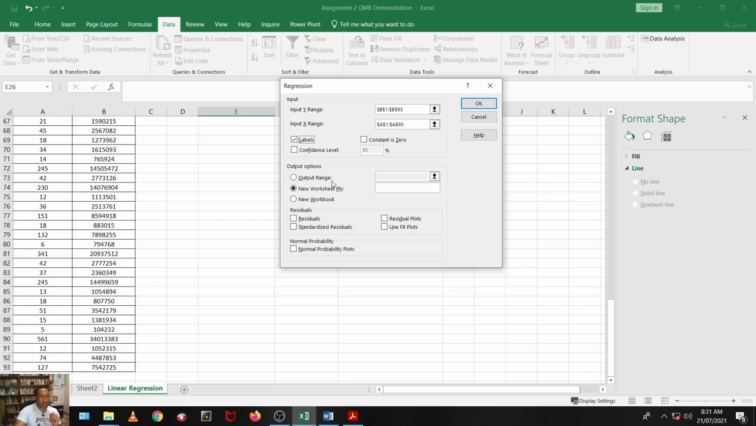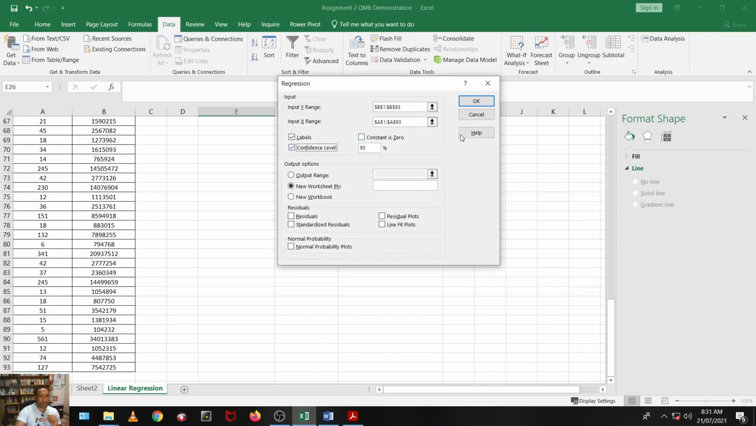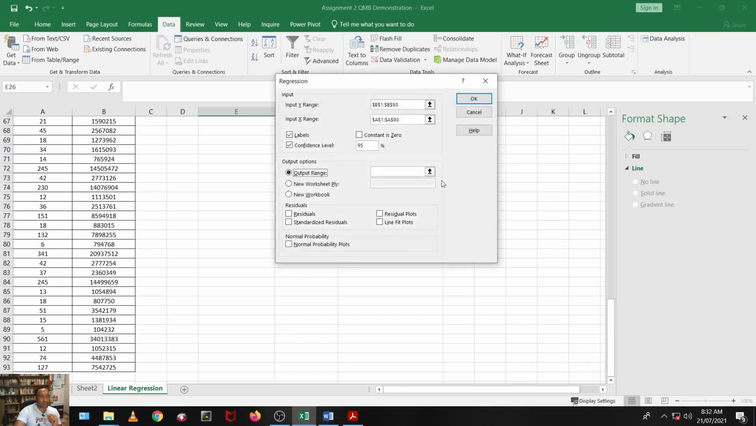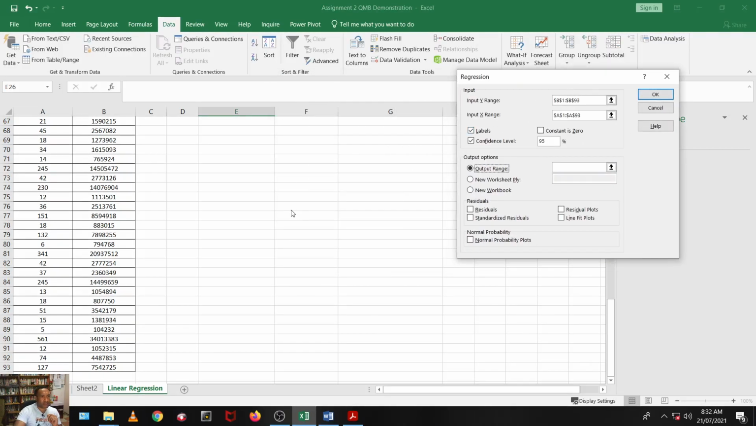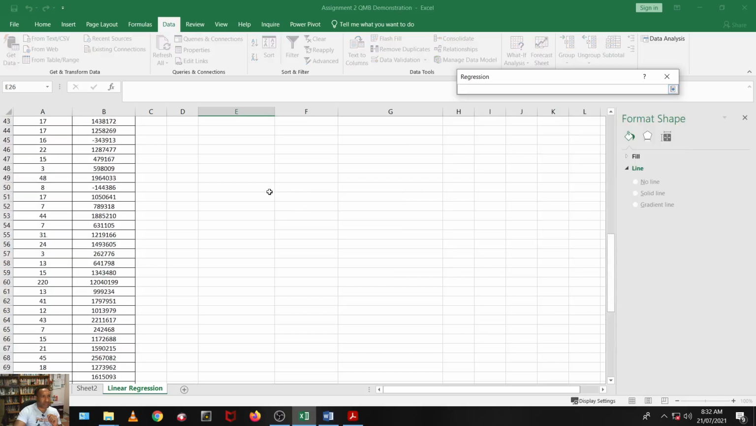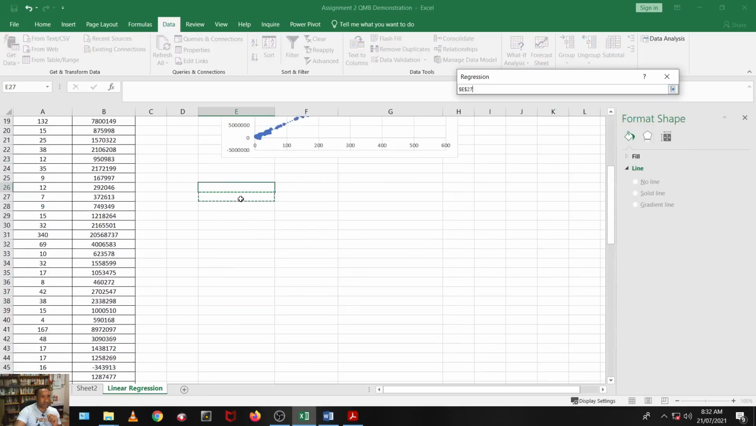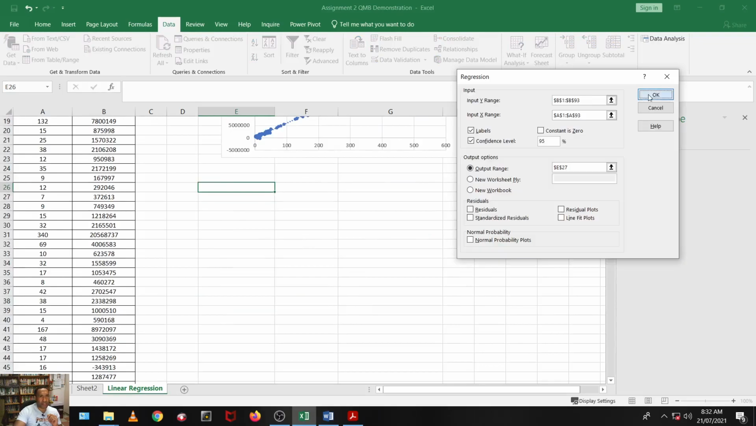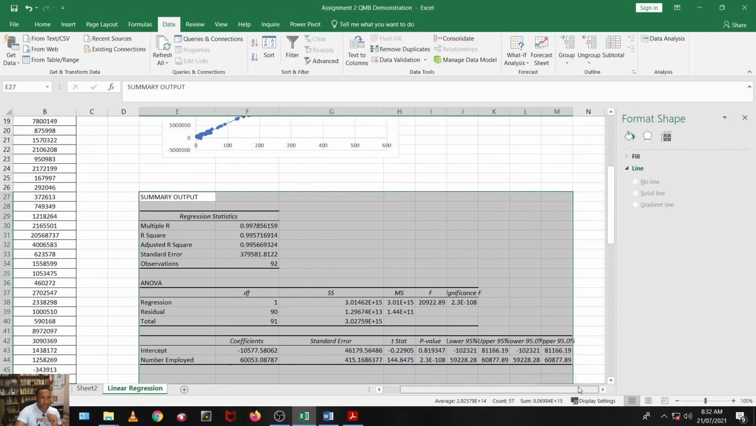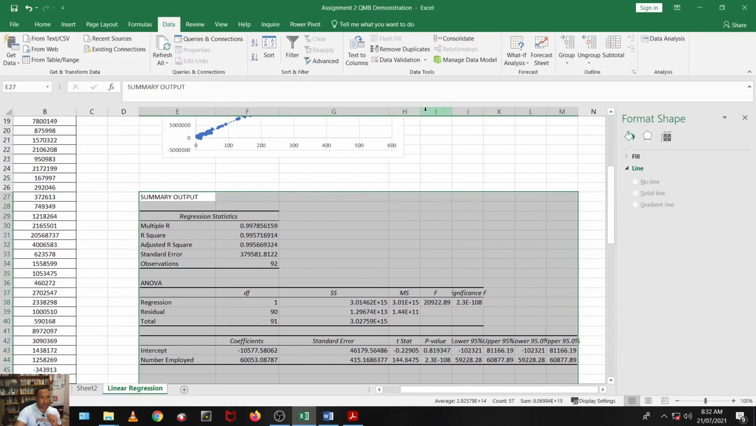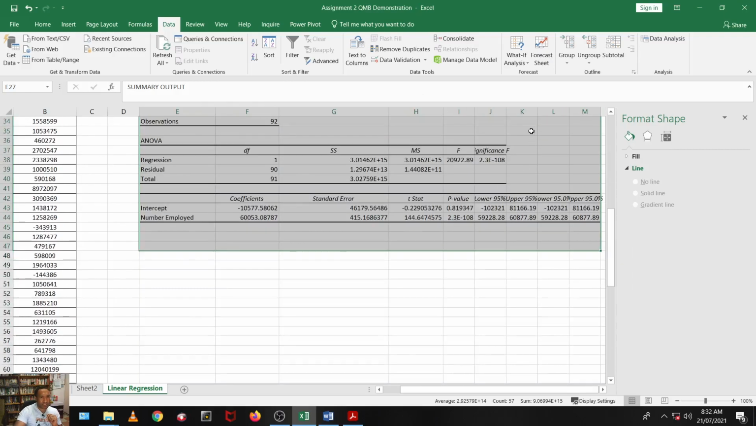Now you can select all this if you want to, residuals and standard residuals and all that, but I'm not going to do that. I'm going to click confidence interval because I want that to come out. And then I'm going to click output, and I want it to be in the same worksheet, so I'll put it right here. And I'm going to click OK. And there we have it. That is the output of the least squares regression.